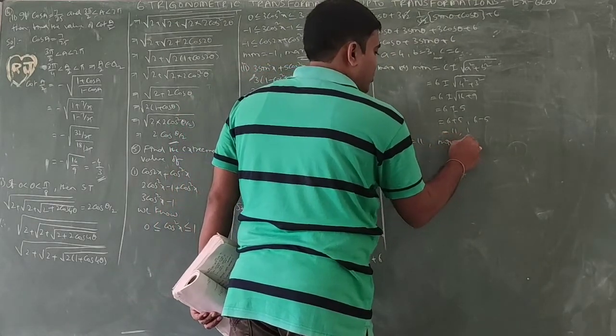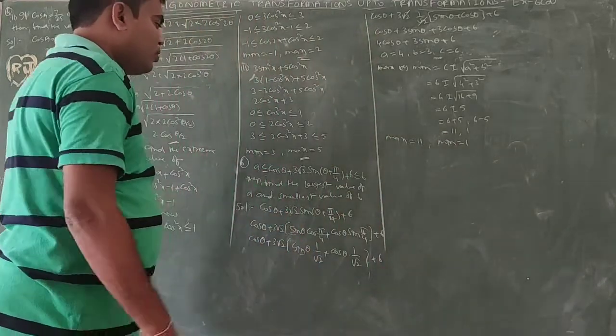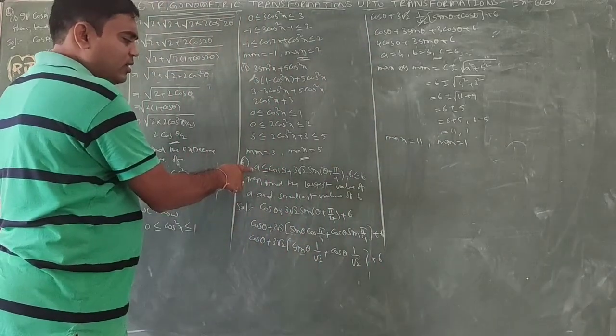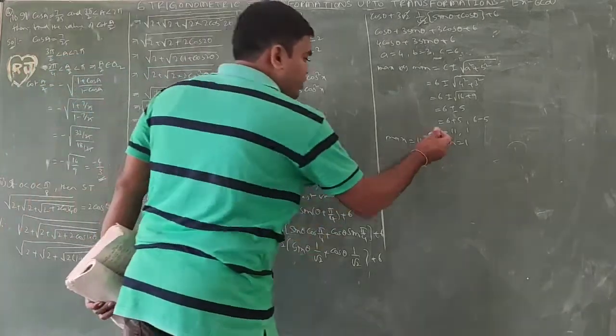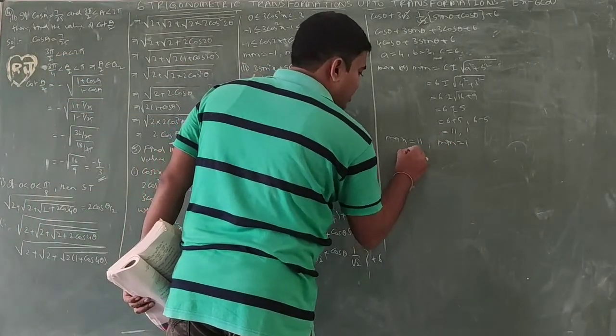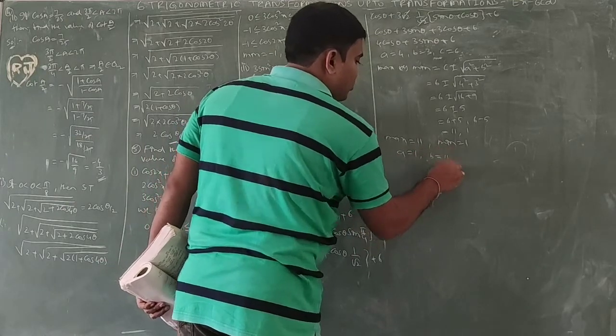Minimum equal to 1. So now, this is the largest value. So we need to find out the largest value of a, that is 1. So a equal to 1, b equal to 11.